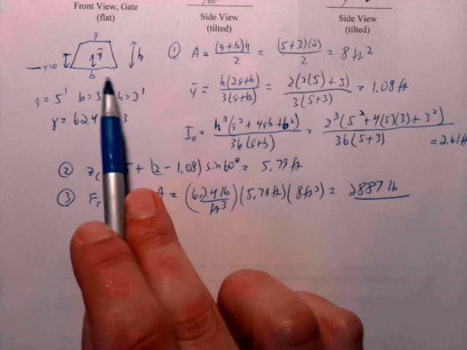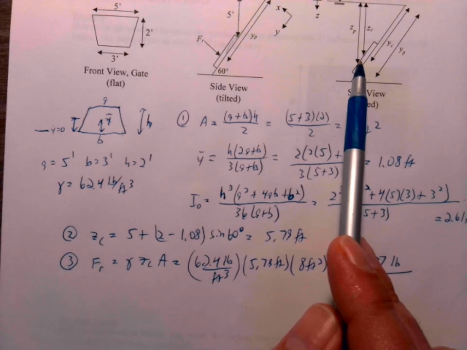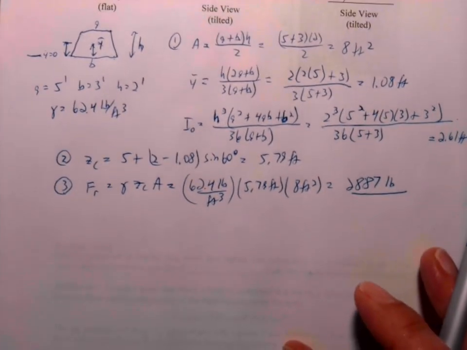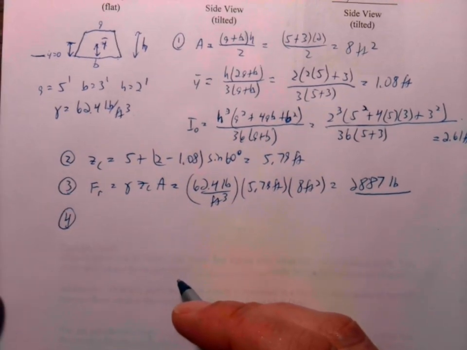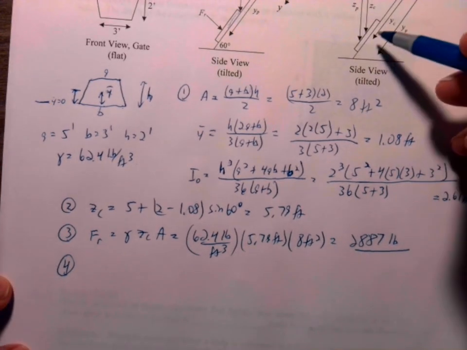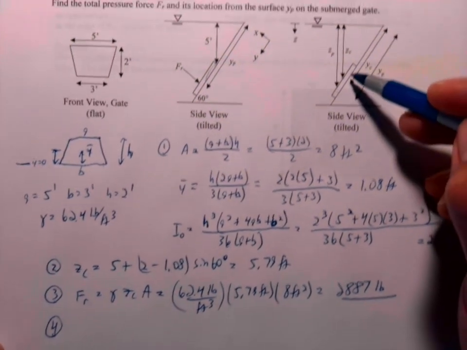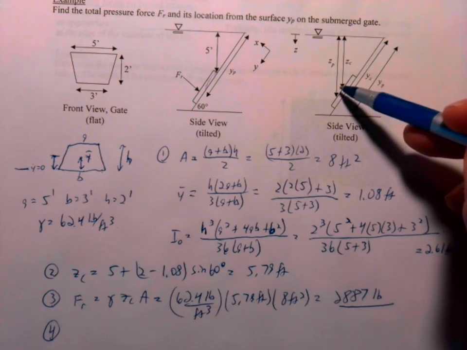And now we need to figure out where exactly that acts. Now we know the location of the centroid, but the depth of the center of pressure is a little bit lower than that. So in order to determine that, let's see, we need to know the distance here. Our formula here requires us to know the distance along the tilted plane.